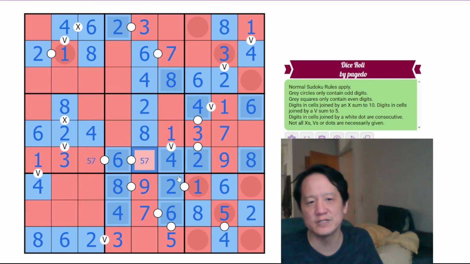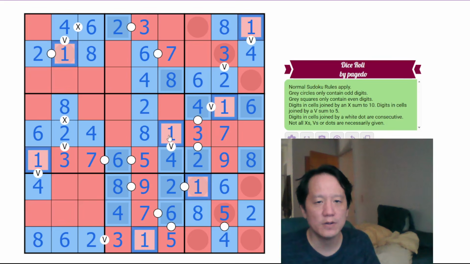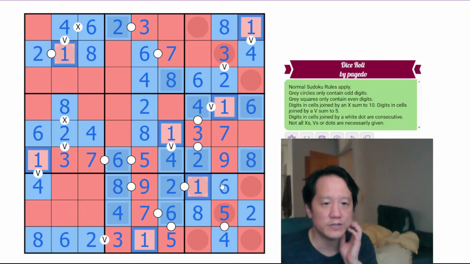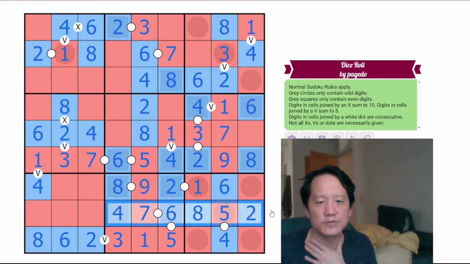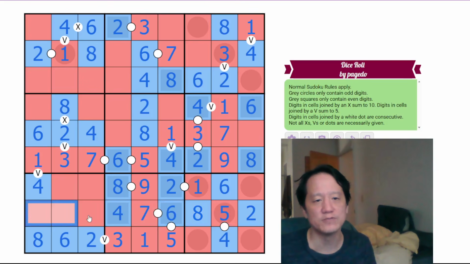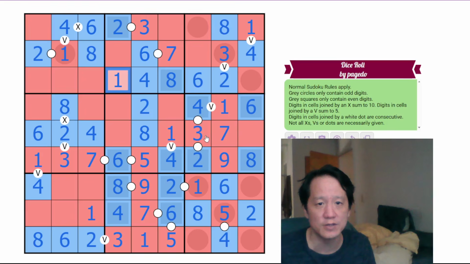So 7 eliminates 7 here, so it's 5 and 7. Remaining digit in this bottom central box is a 1. Where are the ones? We have 1 in row 8. These are filled out. These can't be 1 because of 1 in the column, so 1 has to be here. We have 8 ones now. We know where the last one has to be. It has to be there.